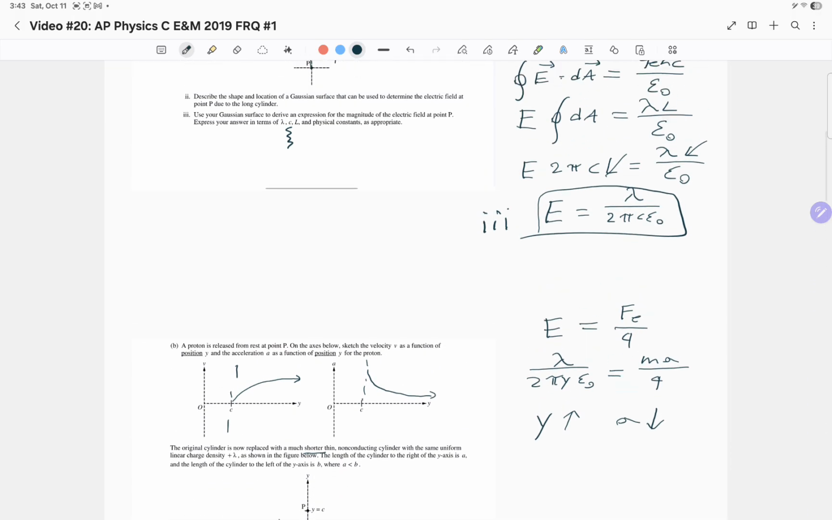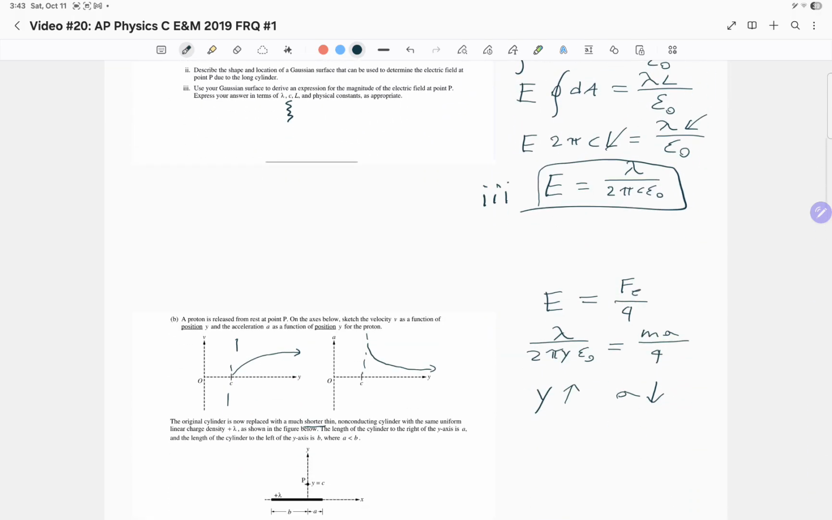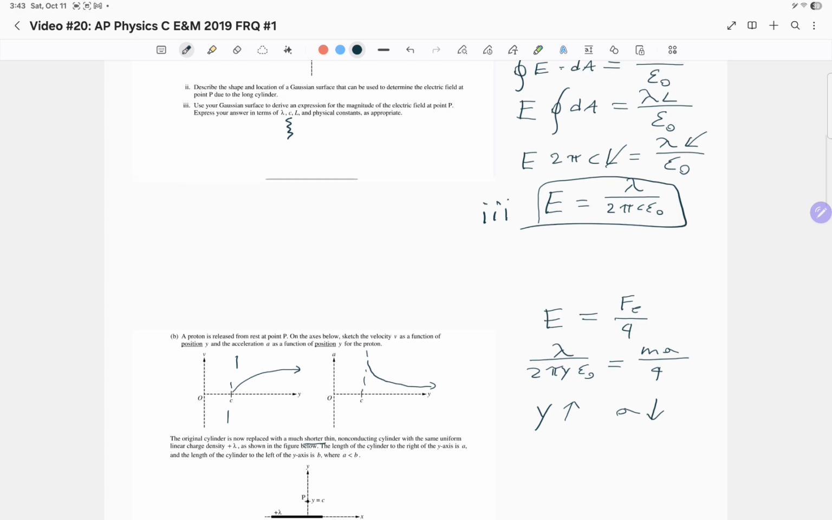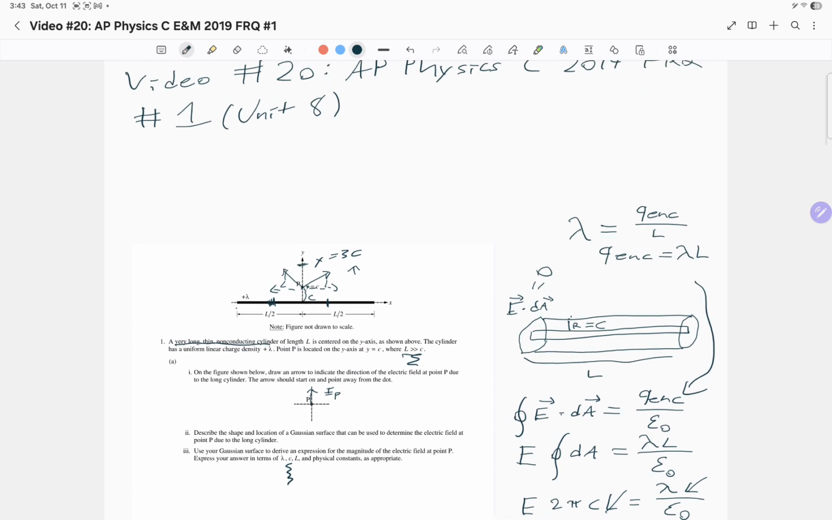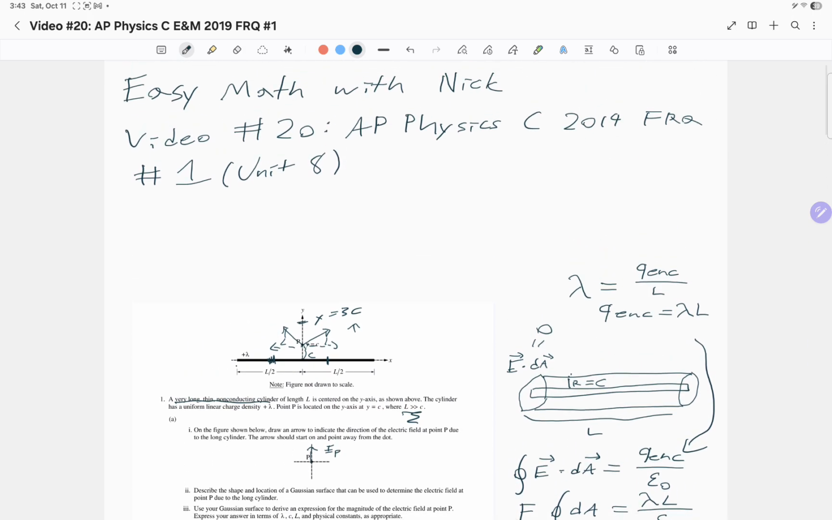But that's it for this problem. My graphs look pretty good. They're just sketches. After all, they don't have to be perfect by any means. So that was the AP Physics C 2019 FRQ, specifically for the electricity and magnetism exam.